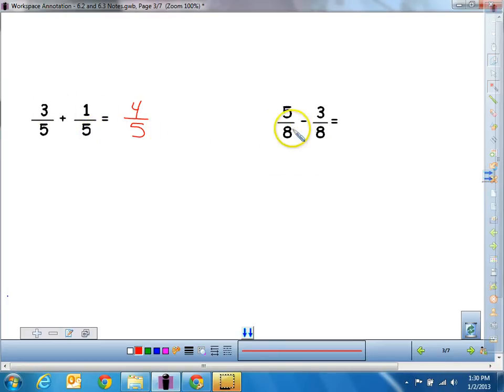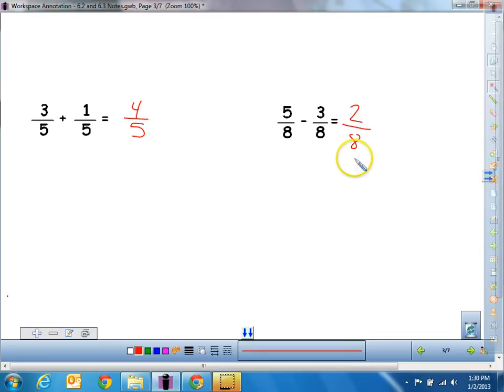Same thing over here. We have subtraction. This bottom number is the same number. I have 8s for both of them, so I'm not going to have to find common denominators. They already have one. So I'm just going to look at the top. 5 minus 3. What do I get when I take 5 minus 3? I get 2/8. Now, do I want to leave it as 2/8?